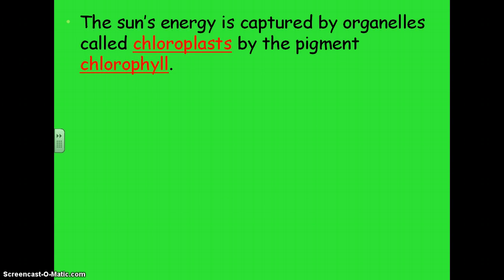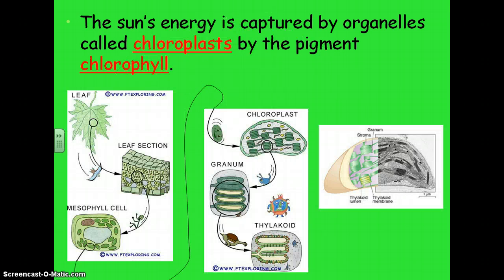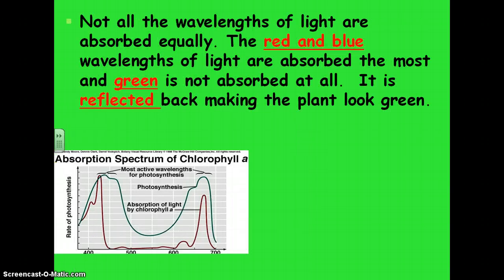The sun's energy is captured by special organelles called chloroplasts, and there's a pigment in there called chlorophyll, which is the main pigment that absorbs the sunlight. So here's some nice pictures. We see a leaf. Inside the leaf are leaf sections. Then there are special cells called mesophyll cells. In there are chloroplasts, which look like this. And in the chloroplasts are grana and thylakoids. And in those thylakoids are the chlorophyll pigments. Now the chloroplast is where photosynthesis actually occurs.